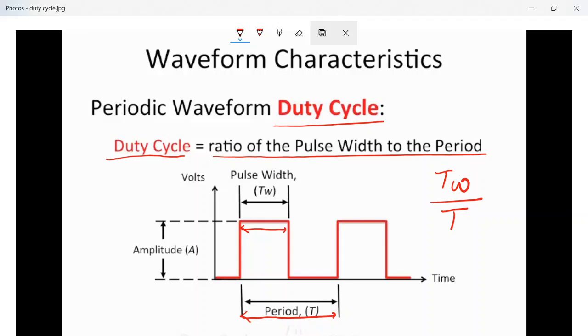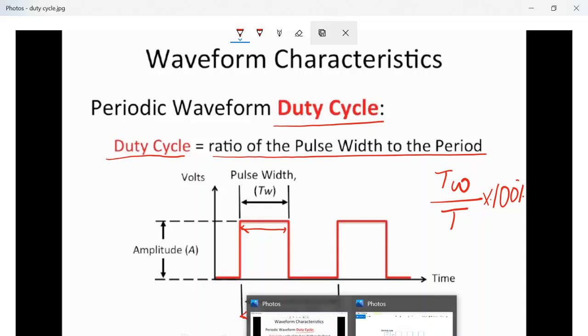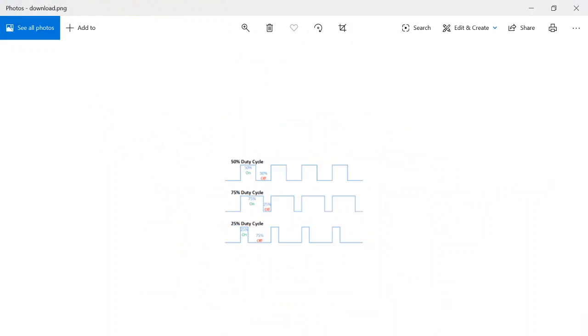It means by how much percentage the clock remains at high level in a particular period. So you can consider the duty cycle is in a percentage. For how many percent the clock remains high in one clock period. So you can understand different duty cycles from this figure.